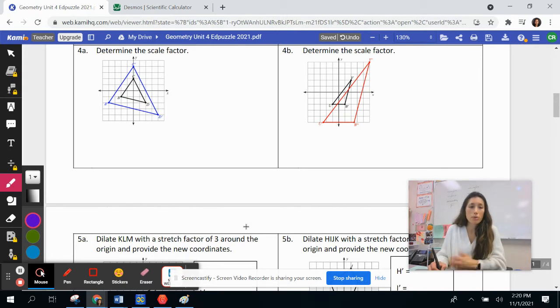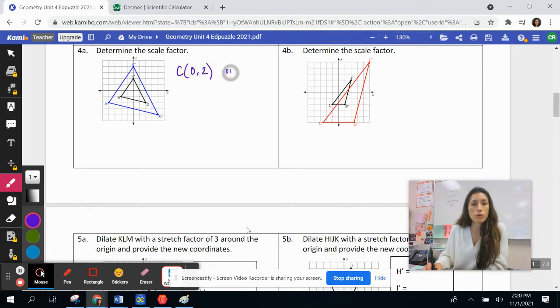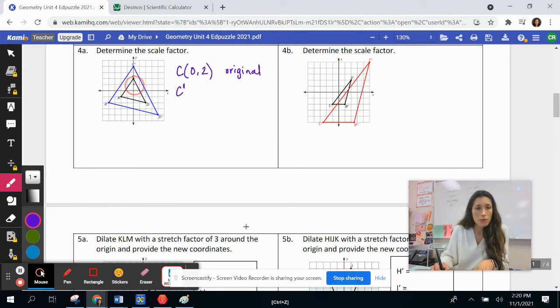So for this, there's a couple methods or strategies. I like to just pick one of the points and write it out. Like for example, C is at 0, 2. That is the original. And my new is C prime. It has that little prime notation, so that's how I know it's new. That's this point right here. That is at 0, 4.